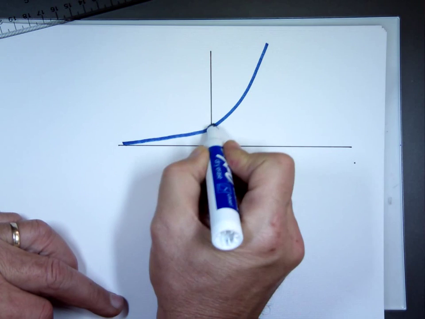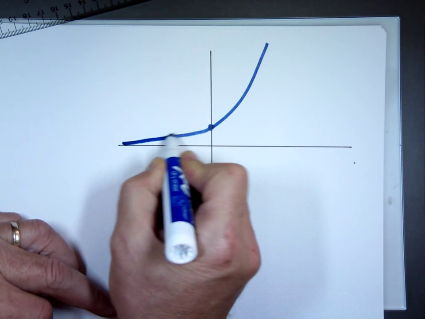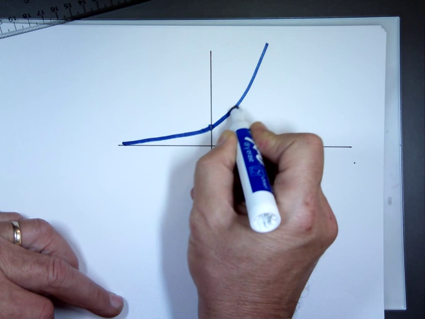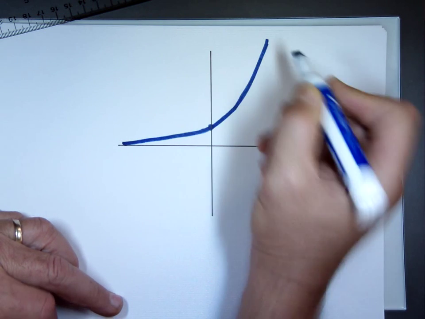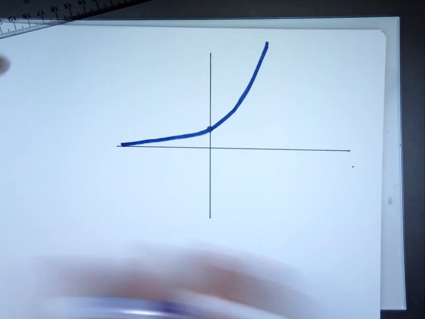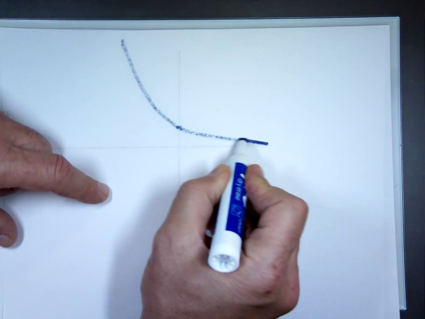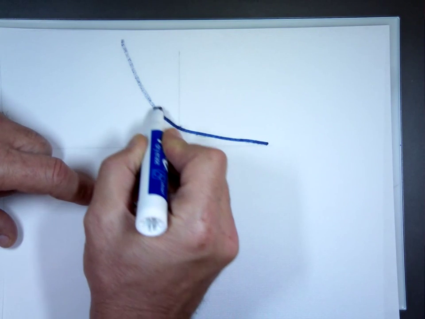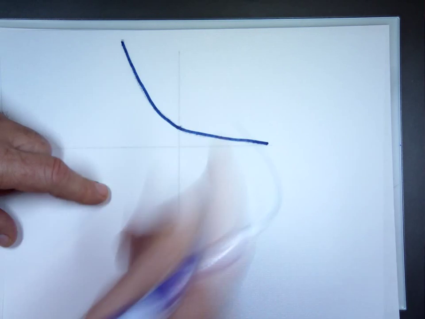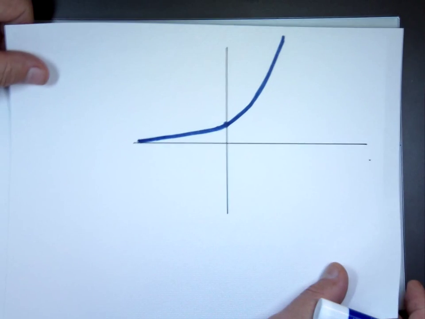Right? I want it to bleed through the paper. I want to see it on the other side. Let's see if it bled through. Can you see it bleeding through? I'll make it darker just to show you. That's what the graph looks like. So this is my exponential function.